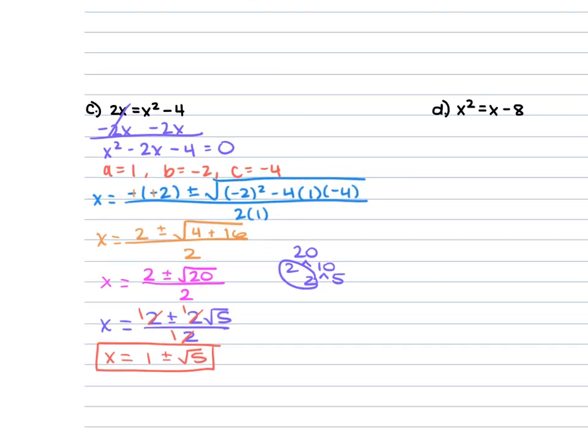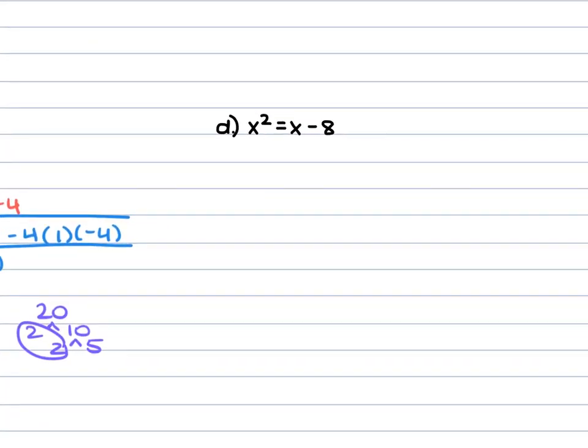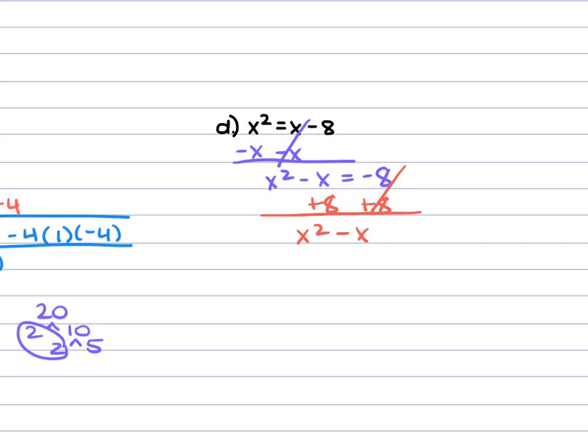For D, we have x squared is equal to x minus 8. I want to move that x and that negative 8 over because my x squared already has a coefficient that's positive. So I'm going to subtract the x from each side. I get x squared minus x is equal to negative 8. And then I'm going to add that 8 to both sides to get x squared minus x plus 8 is equal to 0. So from here, my a is 1, my b is negative 1, and my c is 8.